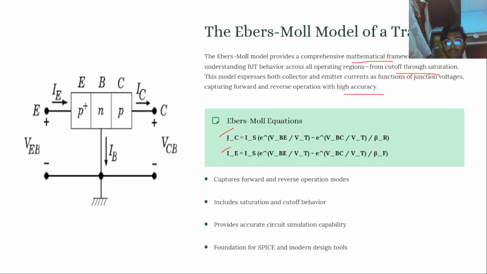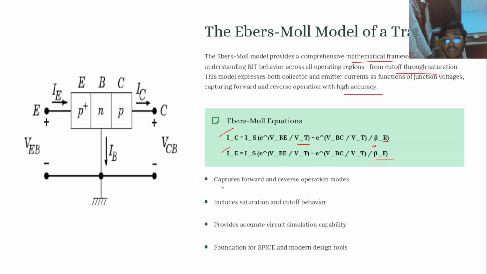In these, current equations are there: IC and IE. First, IC means collector current, IC is equal to IS into e power VBE by VT. What is VT? It is the thermal voltage, the voltage value of your temperature. Next, IB is equal to IS into e power VBE by VT minus e power VBC by VT, divided by beta R. What is beta? It is the current gain. What does R mean? It is reverse current gain. IE is equal to IS into e power VBE by VT minus e power VBC by VT, with beta F. Here beta F means forward current gain.